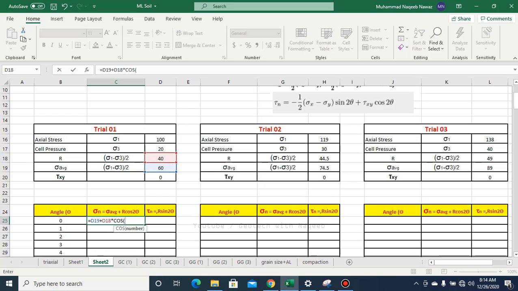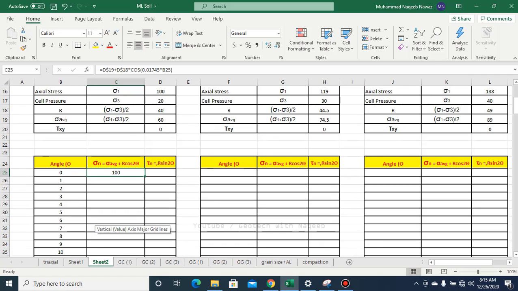As in Excel, we need to define the value in radians. So we need to convert the value of degrees into radians. To convert degrees into radians, we need to multiply by 0.01745. So we will multiply 0.01745 by the 0 degree angle. But we need to fix the values because R and sigma average will remain constant throughout the cells against each degree of angle. So we need to put the dollar sign, shift 4. So this is how we have transformed the value of sigma n against 0 degrees.